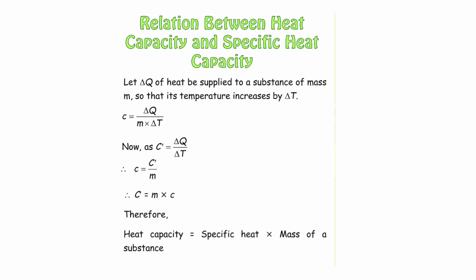So we can rearrange the equation. We get one formula: heat capacity is equal to specific heat times the mass of the substance. What is the final relation? Heat capacity equals specific heat times mass of a substance. That is the relation between heat capacity and specific heat capacity.